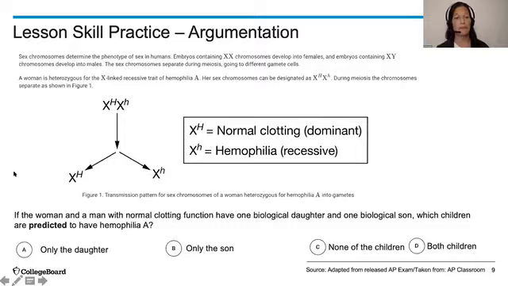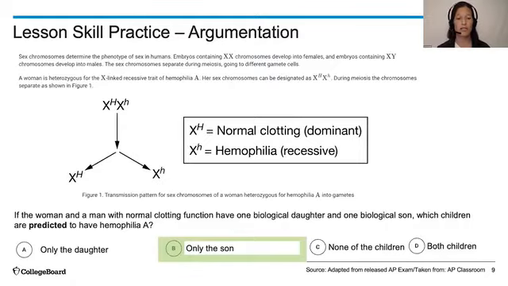If the woman and a man with normal clotting function have one biological daughter and one biological son, which children are predicted, remember we're being asked to make a prediction, to have hemophilia A? So my hope is that the son was your answer. The son is the only one that could end up with this recessive hemophilia chromosome. His other chromosome would be the Y coming from dad, which is not able to give him a capital H normal clotting allele there.